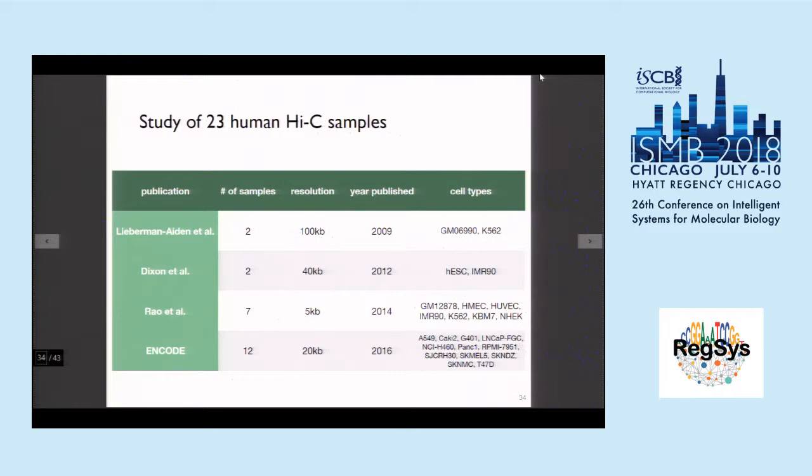So using this, we ran a study of 23 human Hi-C samples from 4 different labs, of various coverages and cell types. And we did all possible pairwise comparisons of these 23 samples, which is 253 pairwise comparisons. And we wanted to look at, like I mentioned earlier, the variability across chromosomes, across cell types, and between cancer and non-cancer. So I'm going to go through those 3 categories here.